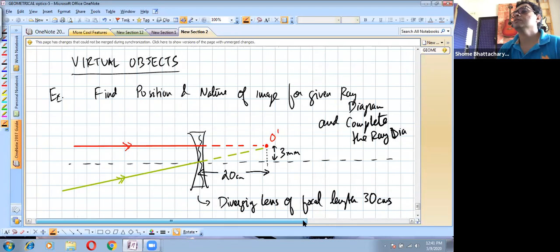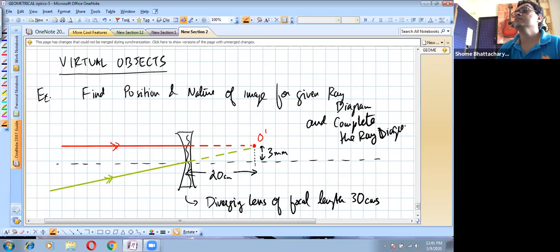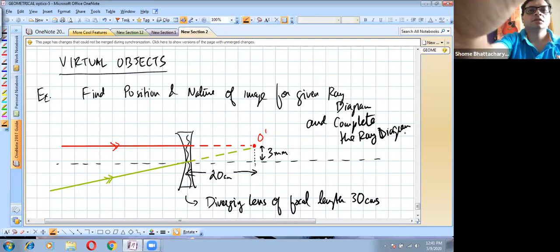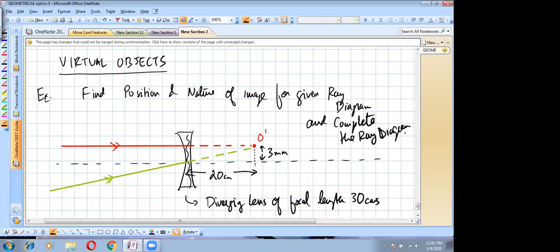Just try this out, people. So this will give you one situation in which you'll understand how the position of the image is found. So Ganesh, what type of image is it, real or virtual? That also you have to tell me. Okay. I think your answer is correct. Just state the type of image also and complete the ray diagram. Yes. Good.